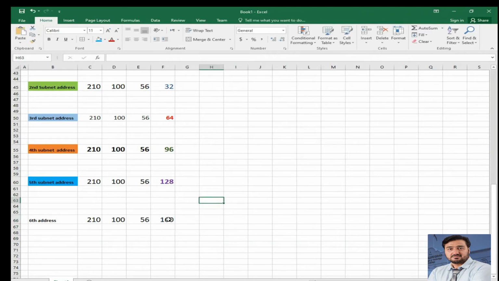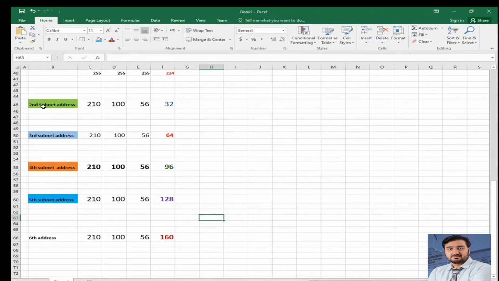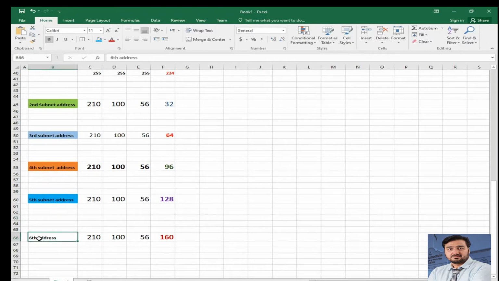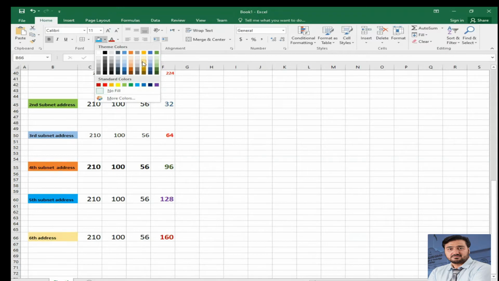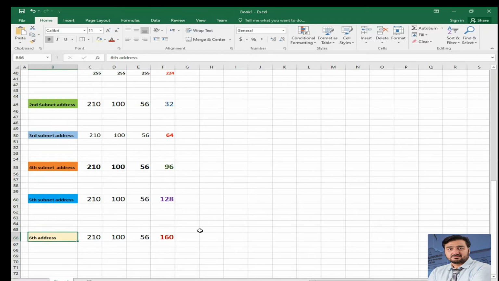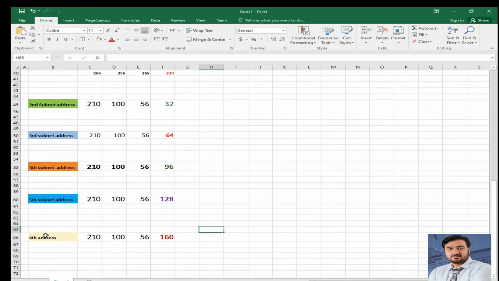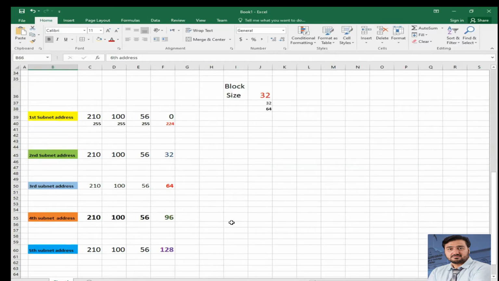Now you can see here, this is our first subnet, second subnet, third subnet, fourth subnet, fifth, and this is our sixth subnet. Now you find out all six subnets: first, second, third, fourth, fifth, and sixth subnet.